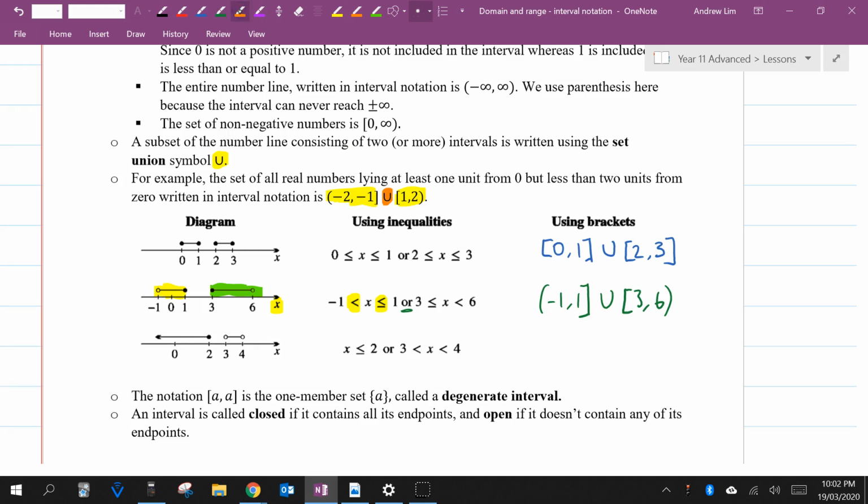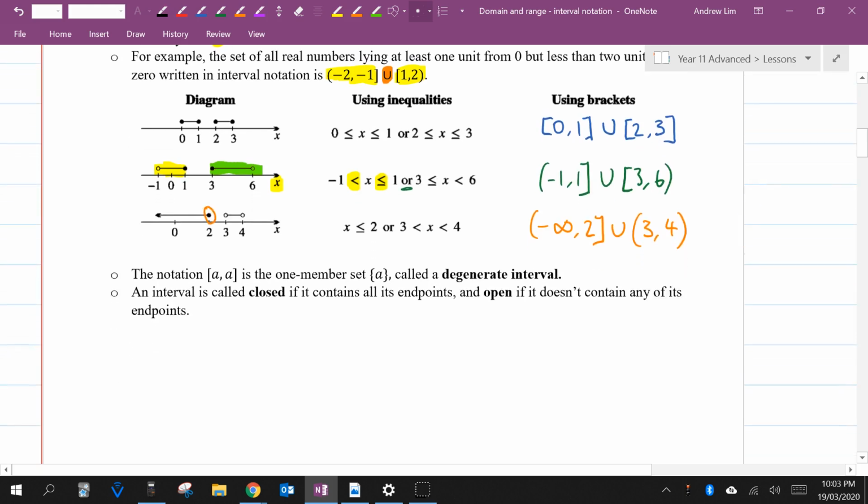Okay, so for the last one, it's from -infinity, and because it can't include -infinity, we use a curved bracket, comma 2. It includes the 2 because it's a closed circle, so we use a square bracket. Or x could be between 3, but it doesn't include the 3, and 4, but it doesn't include the 4.